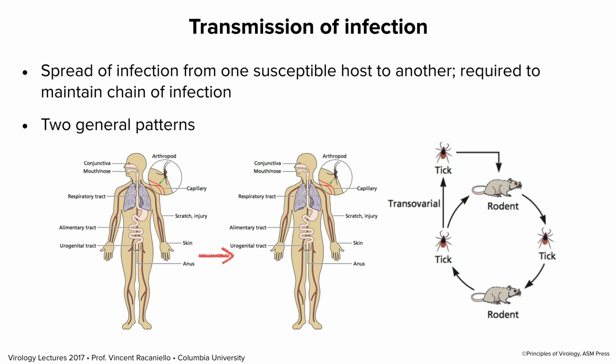All right, a few more points to end up here. Infections have to be transmitted from one infected organism to another. That doesn't happen in a tissue culture dish, right? Well, you pick up some virus and put it into another dish. That's easy. But there has to be a chain of infection, we call it, to maintain the virus in the population. Otherwise, it's gone.